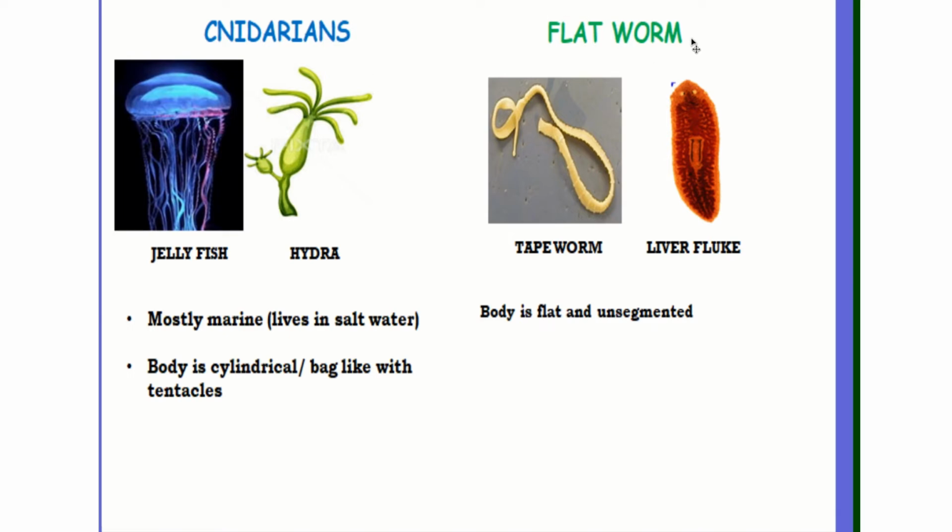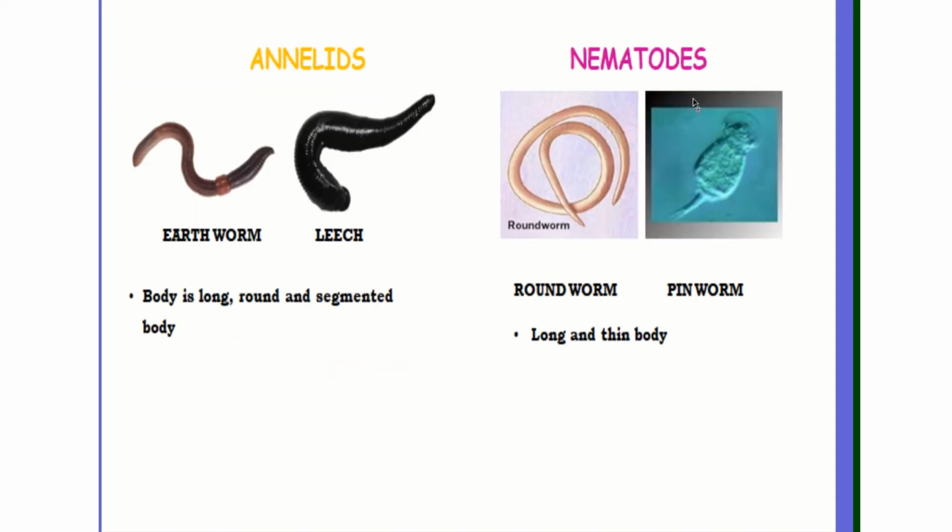Again, we have learnt about flatworm. Example of flatworm is tapeworm and liver fluke. The next, annelids. I repeat, annelids. Example of annelids are earthworm and leech.